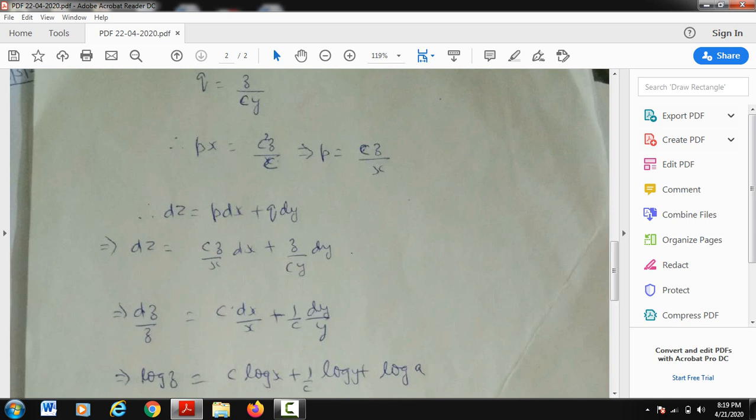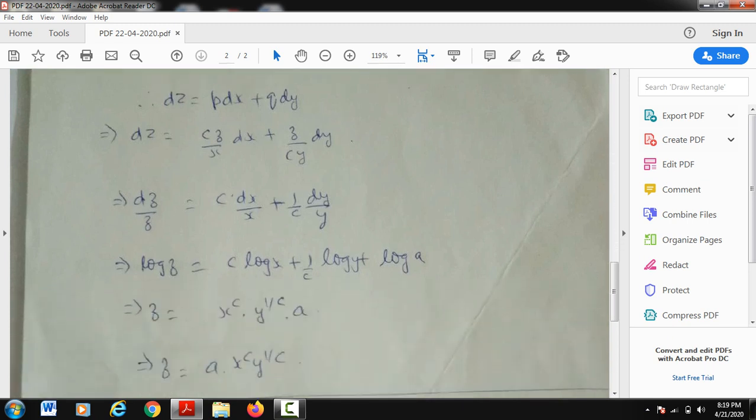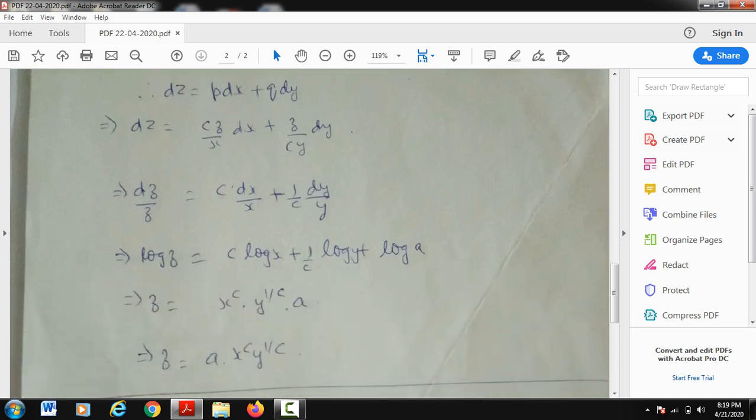If I simplify it and make the variables separate, dividing by z on both sides, we have dz over z is c dx over x plus 1 upon c dy over y. Now the variables are separated, so we can easily integrate them. Integrating, I get log z is equal to c log x plus 1 upon c log y, plus, instead of writing the constant only, I am writing log a over here.